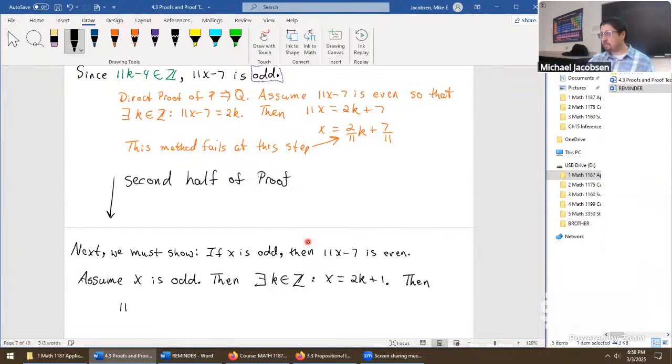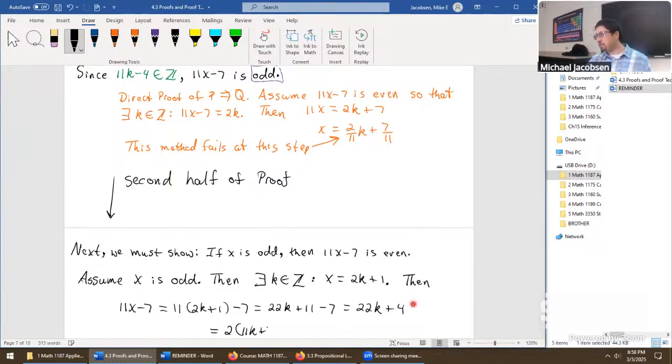Then 11x minus 7 becomes 11 times (2k plus 1) minus 7, which is then 22k plus 11 minus 7. Keeps on going, so now you have 22k plus 4. We're going for even, so this looks good. We can factor out 2 from everything. This equals 2 times (11k plus 2).